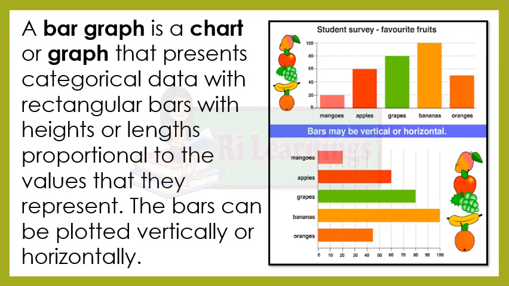A bar graph is a chart or graph that presents categorical data with rectangular bars with heights or lengths proportional to the values that they represent. The bars can be plotted vertically or horizontally.